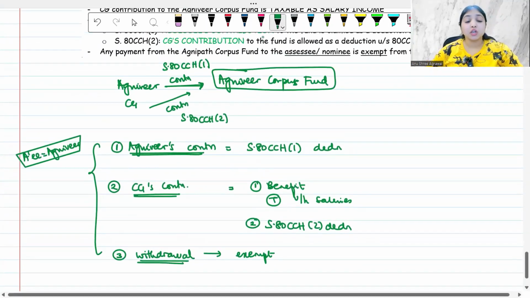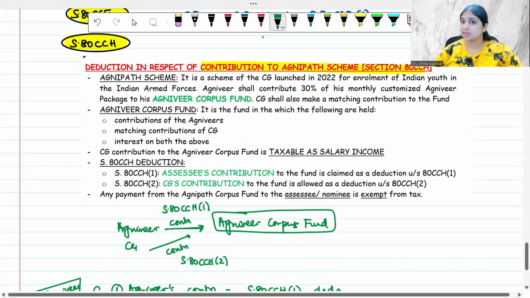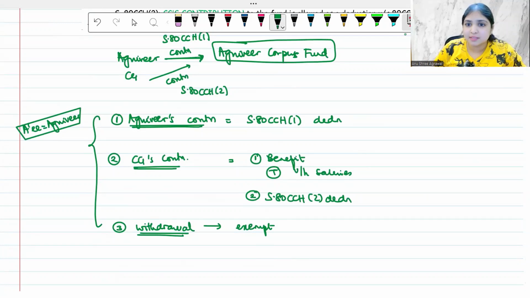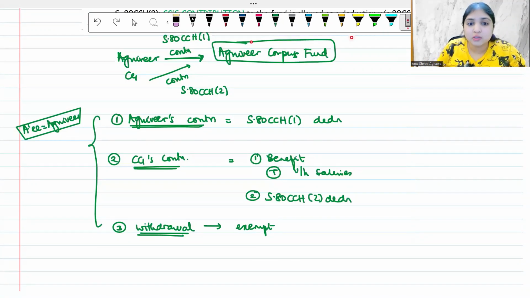This is a new section, newly introduced by Finance Act 2023. I hope you understood this. Just remember this part of the discussion. This summarizes the entire section. So what is this Agniveer? What is this Agnipath scheme?